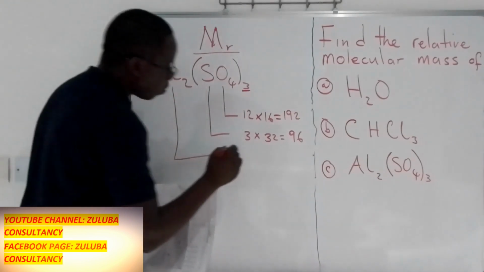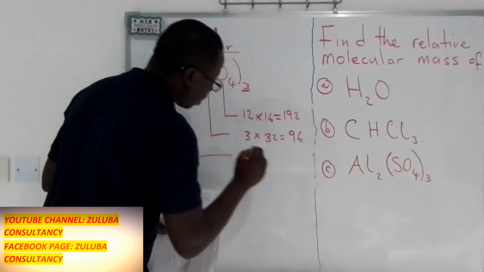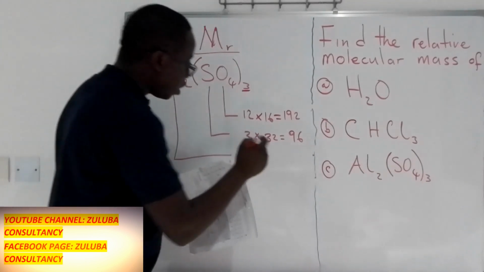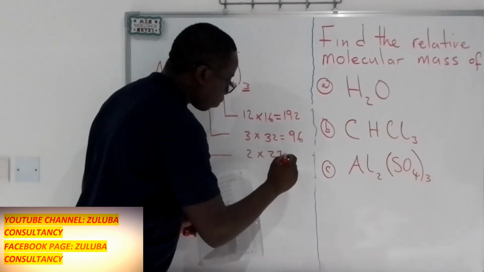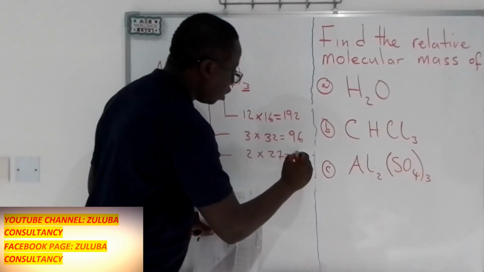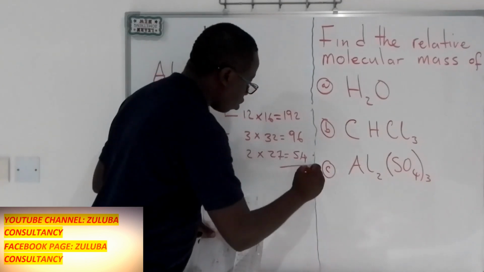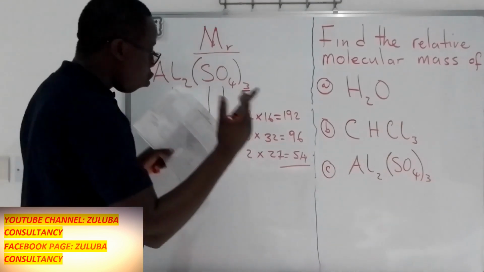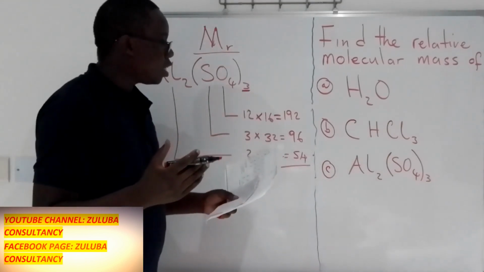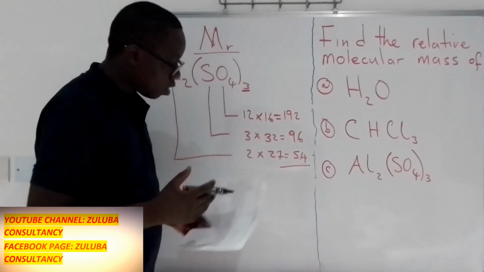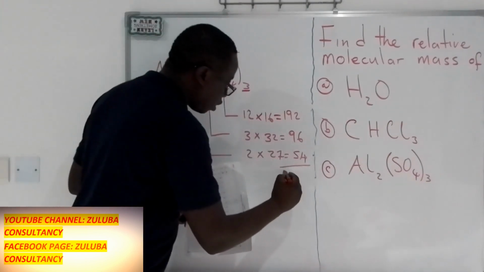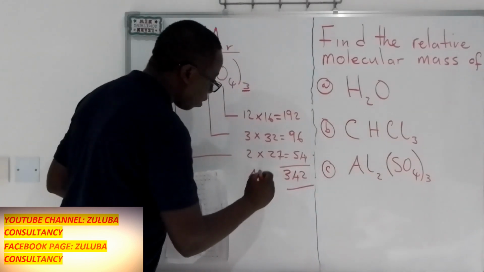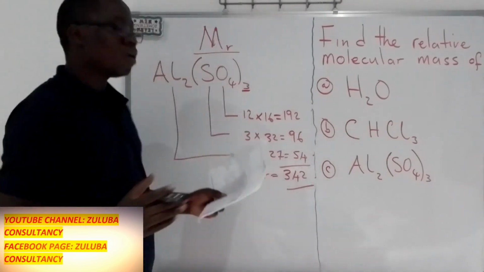Then we come to aluminium. So how many atoms of aluminium do we have? We have 2 atoms of aluminium. Then what is the relative atomic mass of aluminium? It is 27. 27 times 2 gives us 54. So after this, you add the 3 numbers. So when we add 192, 96, and 54, we should get 342. So this becomes the Mr of this molecule.